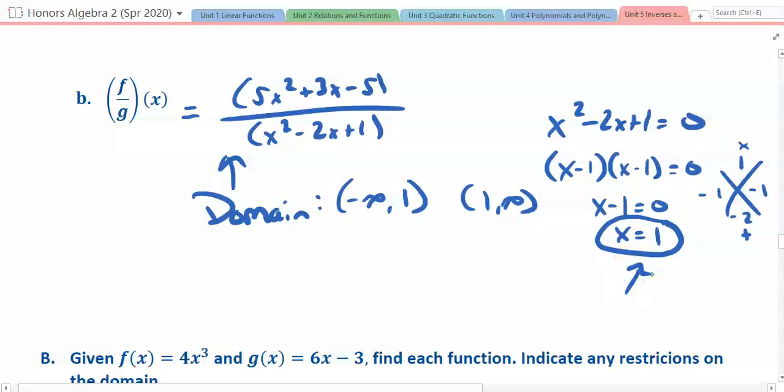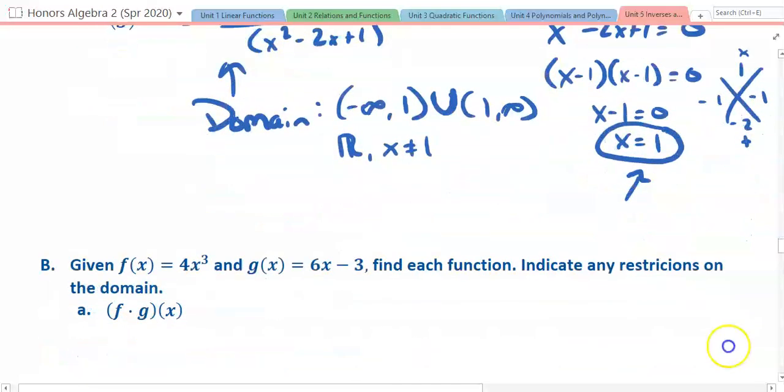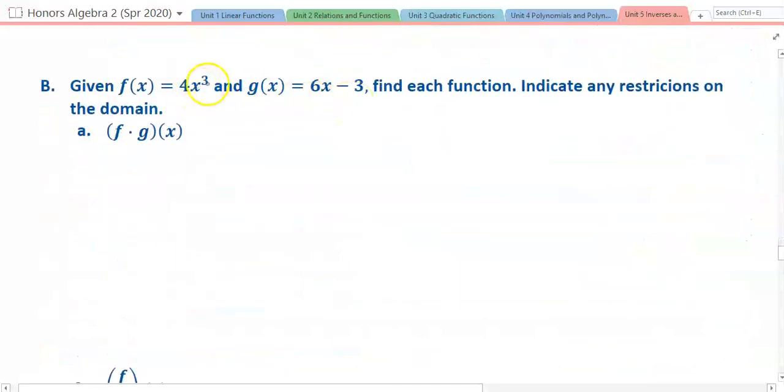1. Now, what symbol will combine these? This is a union. This is our OR symbol. So my domain is negative infinity to 1 or positive 1 to infinity. Another way to write our domain would be all real numbers except x not equal to 1, right? So either one of these statements would be the same idea, that 1 is not a part of our domain, everything else is, okay? So as we look at example B, again, same idea here. We've got a cubic function here, and we've got a linear function here.